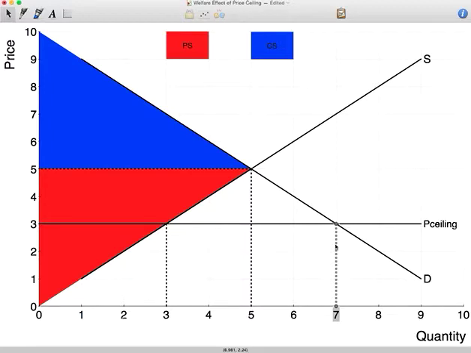So the quantity demanded is greater than the quantity supplied. So that means that we have a shortage in the marketplace. And the shortage is going to be the difference between the quantity demanded of 7 and the quantity supplied of 3. So that will be a shortage of 4 units. So let me draw that in for you.